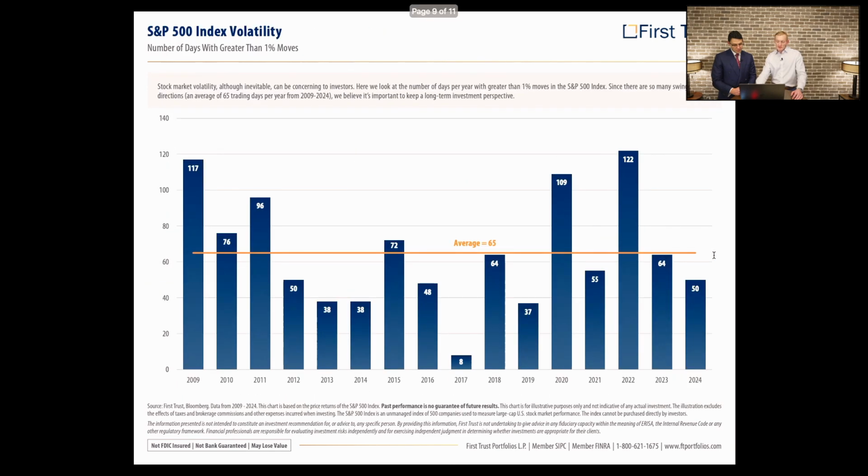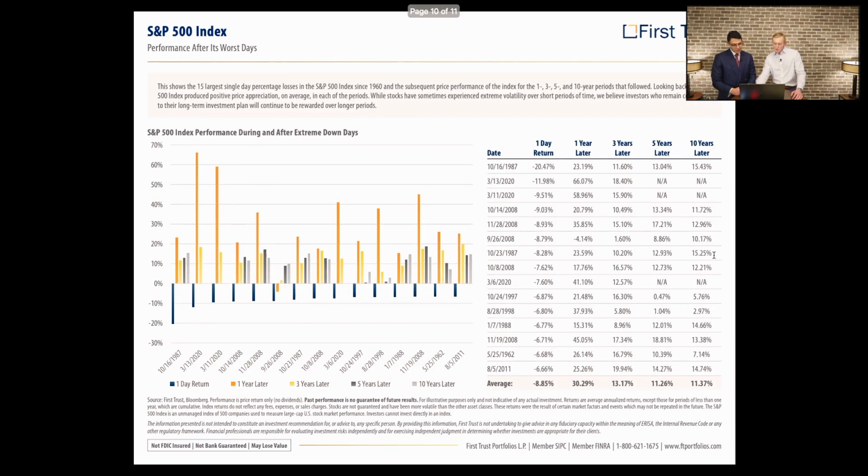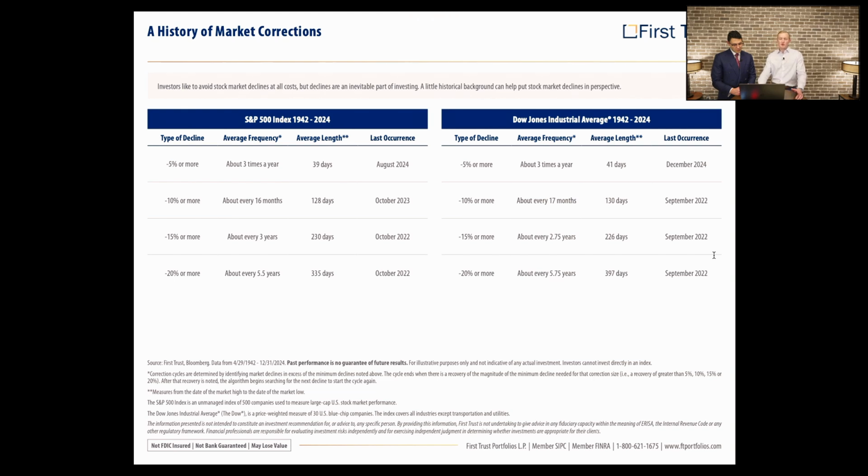I'm not going to hit all of these, but one that I think is important, since we were talking about corrections and bear markets. So look on the left-hand side here on this table. This is the S&P 500, from 1942 to 2024. And I think this is a really important thing to touch on. We have 5%, 10%, 15%, and 20% declines. Some happen more often than others.